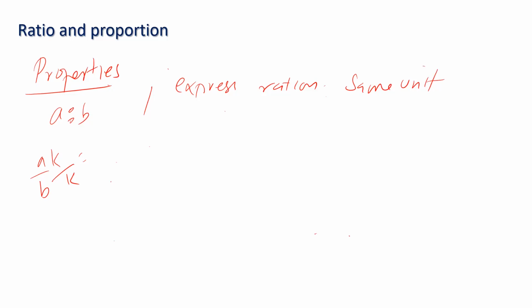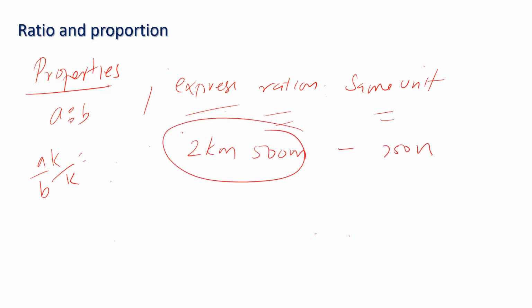In the case of ratio and proportion, the rule is to express the ratio in the same unit. If there is 2 kilometer 500 meter, and the other one is 750 meter, you will convert the whole into meter, that is 2500 meter, and here it is 750 meter. So you should have the same unit while dealing with the ratio. Understood? Sometimes the ratio will grow further, and you will be asked to compare 3 data.